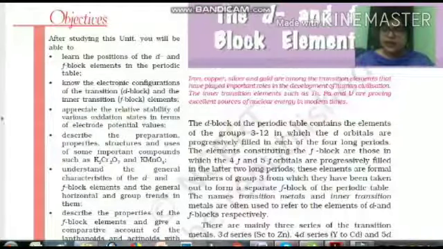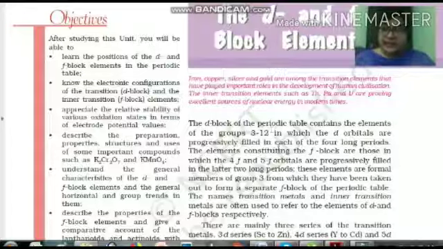Welcome once again. Today we will start a new chapter, Unit 8, the D and F block elements. Before proceeding, let us understand what D block elements are and what their characteristic features are. See children, the D block elements of the periodic table comprise groups 3 to 12, in which the d orbitals are progressively filled in each of the 4 long periods.